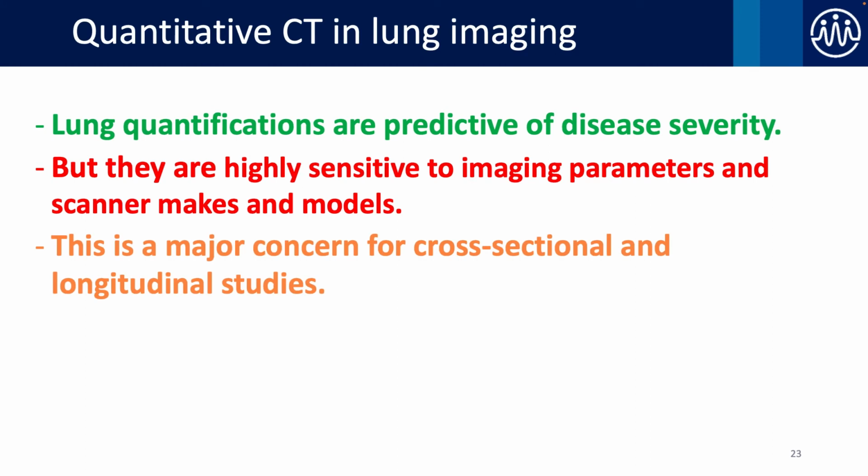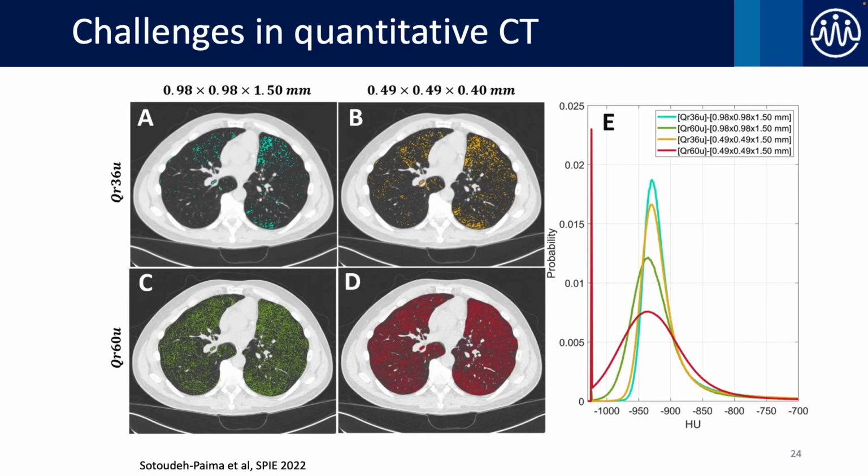And that's a huge challenge, because if you want to do cross-sectional studies or longitudinal studies, you would have images across various scanner makes and models. In a longitudinal study, after 5 years, there is little chance that the patient would be imaged with the exact same scanner settings and parameters. So that's something that we need to address if you want to use quantitative CT for lung imaging in the clinics in a way that is effective clinically. Let me give you 2 examples of what I mean.